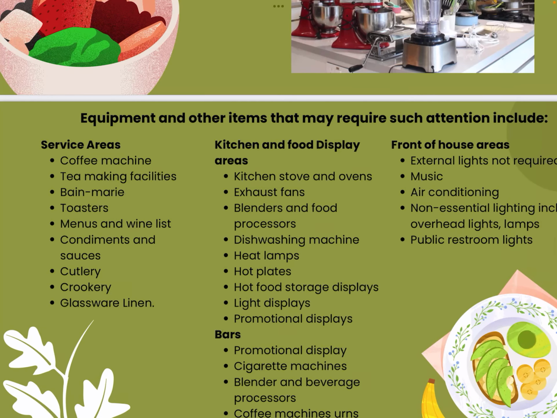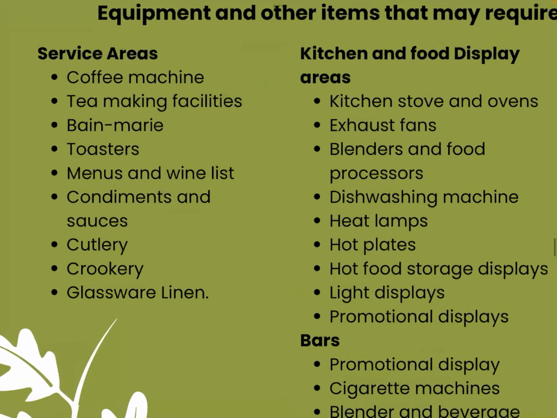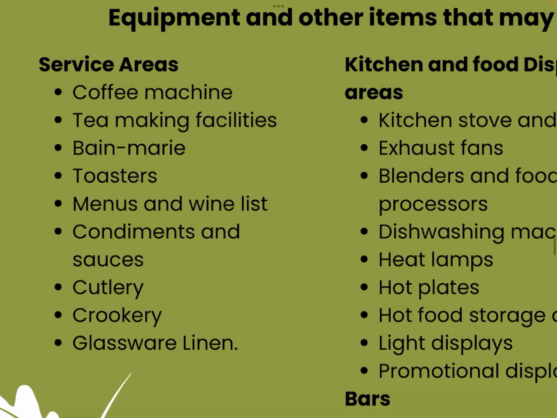Equipment and other items that may require such attention include service areas. In the service areas, you must check the coffee machine. You must wipe that nicely, like every other service. Tea making facilities, bain-marie. Bain-marie is where you put the food to keep it nice and warm every time. You should also check the toasters. Make sure they are free of crumbs. You're not supposed to leave sediments of crumbs there, because that will attract pests.